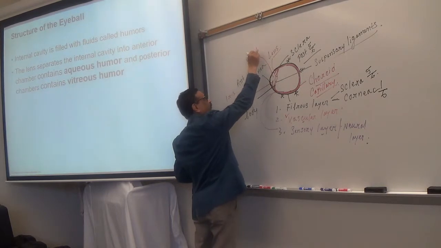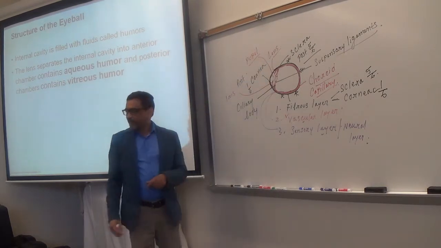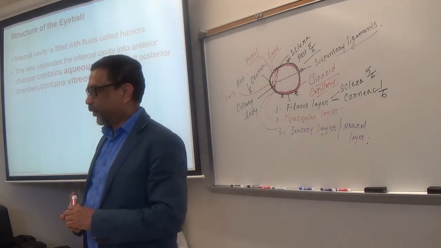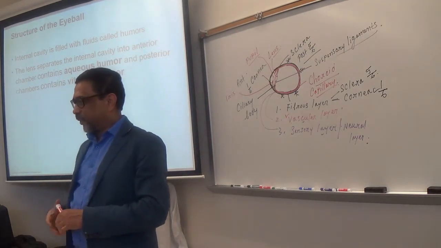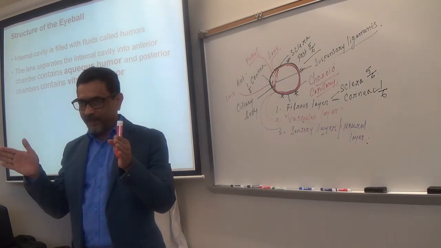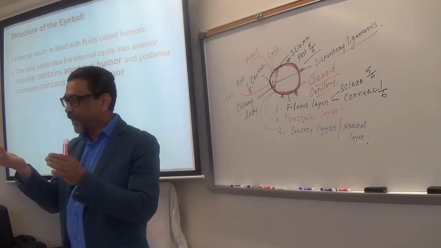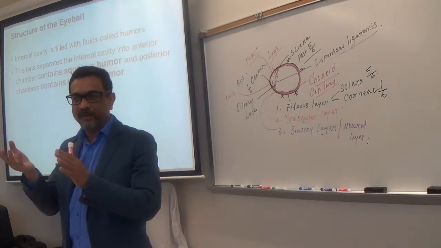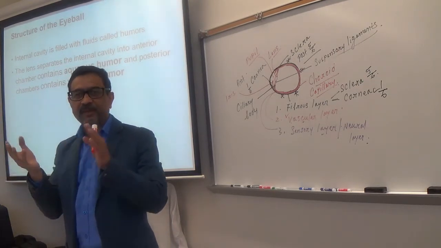Pupil. So that's the vascular layer. Make sense? So now let's quickly review. Vascular layer is the middle layer, right? And most part of it is called what? Choroid. It has plenty of capillaries.